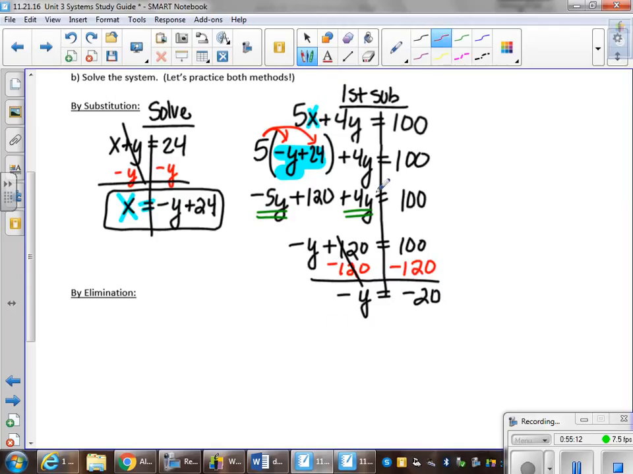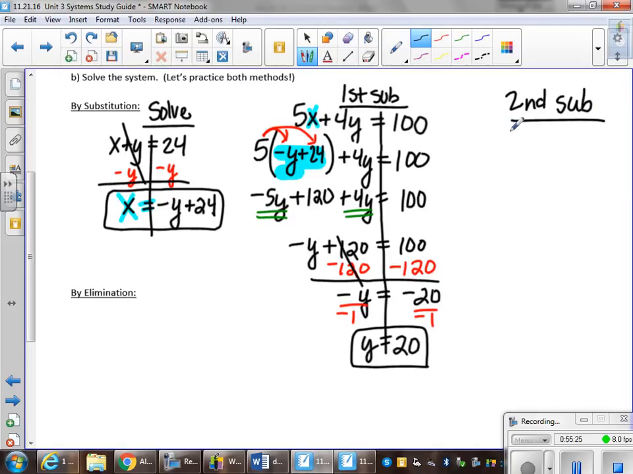Not done. Got to divide by negative 1. Divide by negative 1. Y equals 20. We've got y, we need x, so second sub. We've got this awesome equation over here that says x equals, so let's use it.